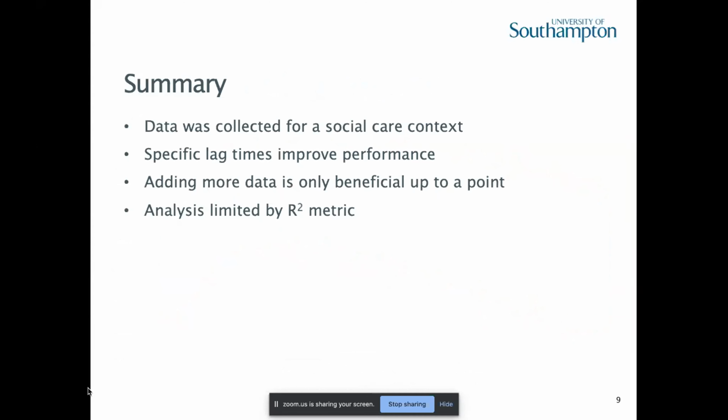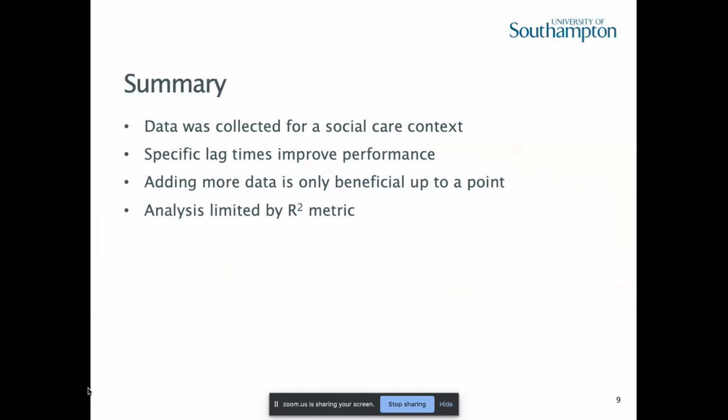And the main point I wanted to bring across was that the models are actually overfitting. So adding more data isn't always beneficial. It's only beneficial up to a certain point. But it's important to find out what this point is, because in my case, I found that very, very specific amounts of lag suddenly improved performance of the models.